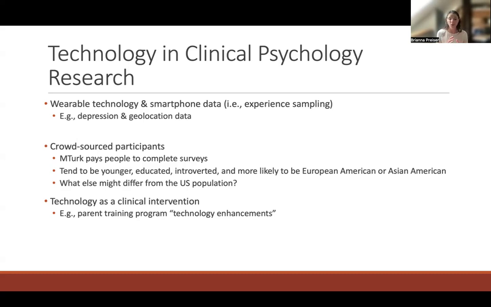that was delivered to their smartphones, and it included instructional videos, brief surveys, reminders. They found that having those technology enhancements improved parental engagement in treatment and in children's behavior change.